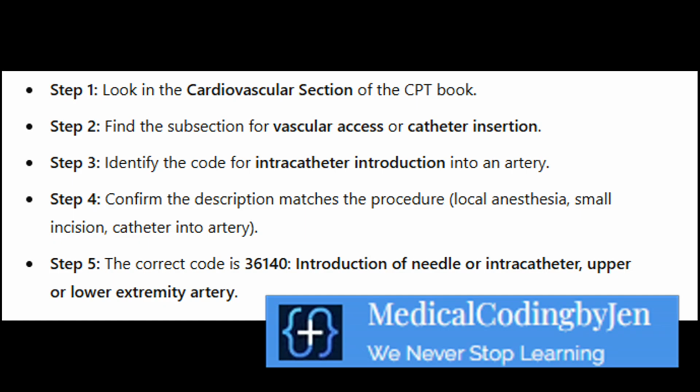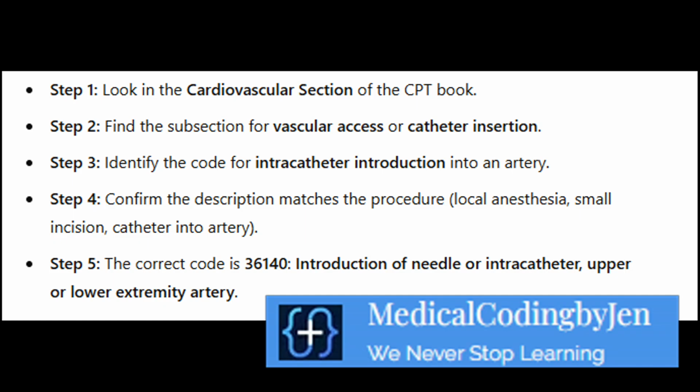Step 3. Narrow down the area of focus. Now that you know you are looking for the vascular access codes, you should focus on the area of artery catheterization. These procedures are often performed using fluoroscopy or other imaging techniques, so make sure you look for any subcategories that mention these techniques or similar actions.